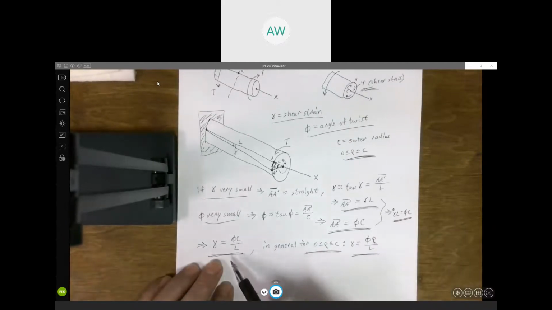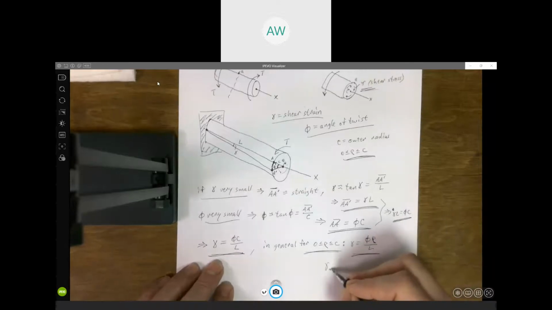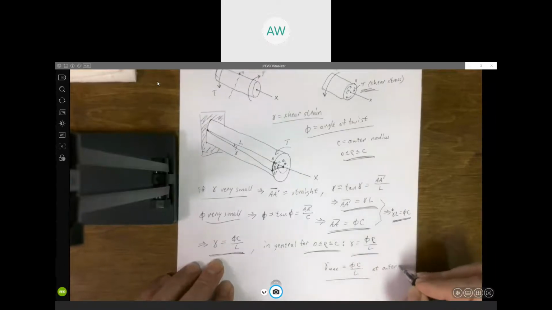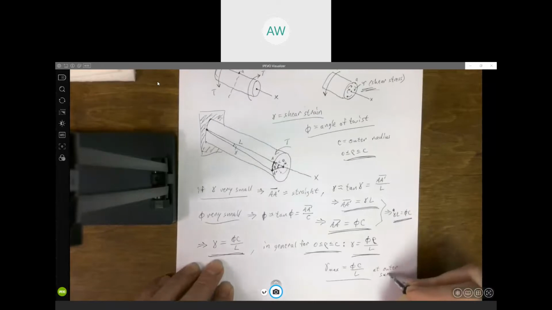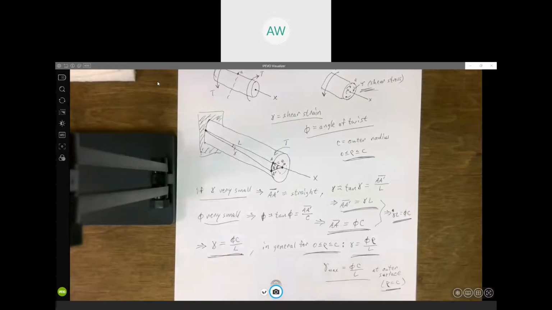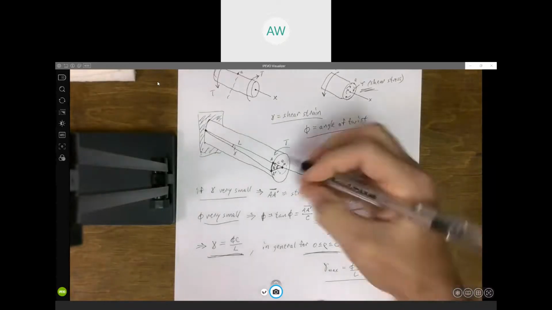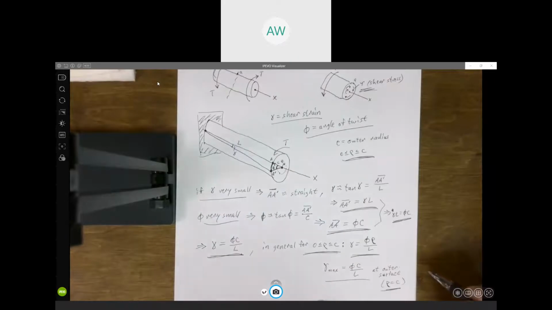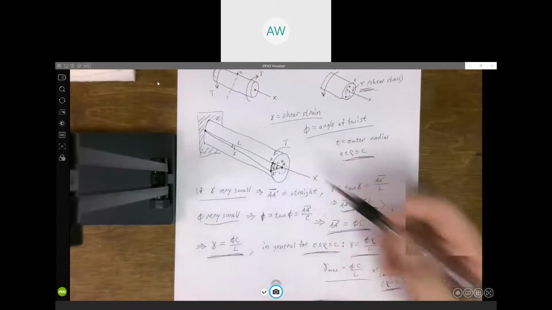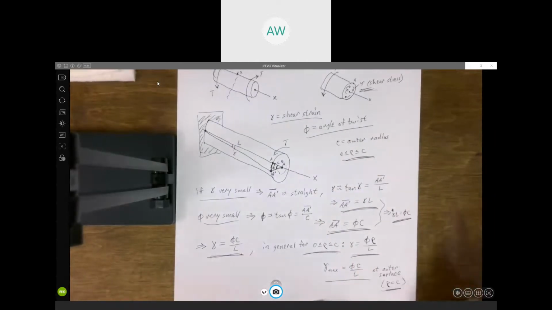This is actually going to be the maximum. So gamma max is equal to phi times C over L. This is at the outer surface, where rho is equal to C. That would be your maximum shear strain. Right in the center is 0. If you look at that circular cross section and you twist it, the point right in the middle doesn't move. The shear strain there, when rho is 0, is 0.